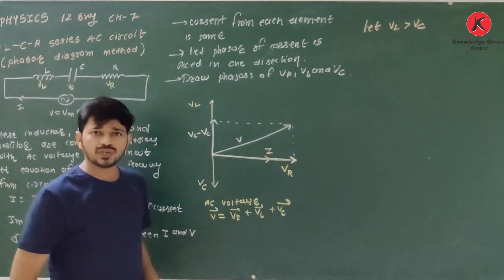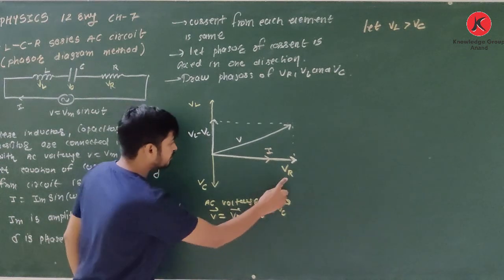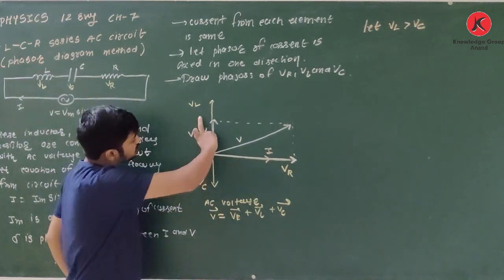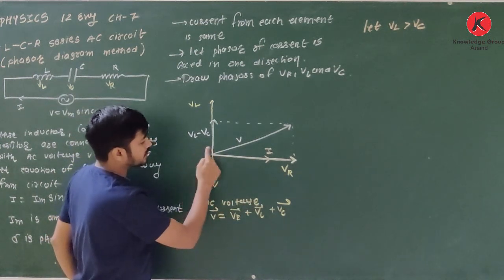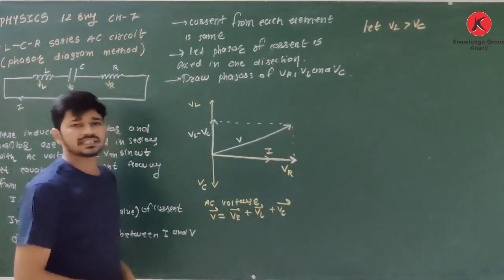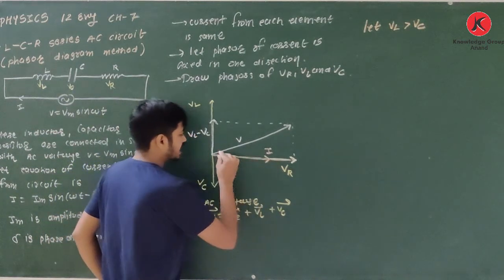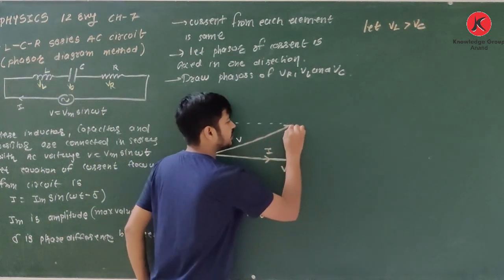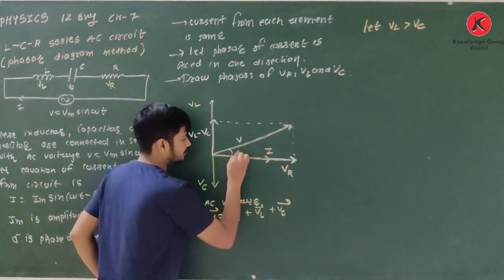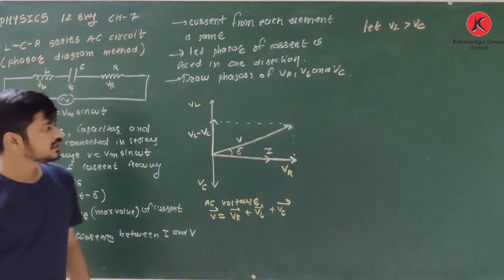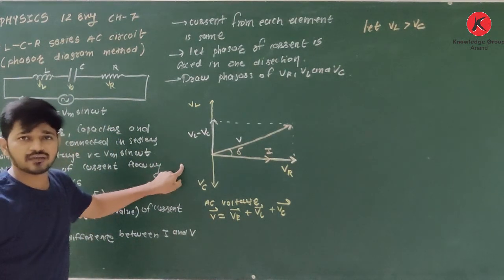Again, we have three voltage phasors: VR, VL, VC. First of all, VL minus VC is in this direction. Then the resultant of VR and VL minus VC is this. It is the phasor of I and the phasor of V. So what is the phase difference between V and I? It is A. Clear about this? So this is the figure, and you have to draw it carefully.